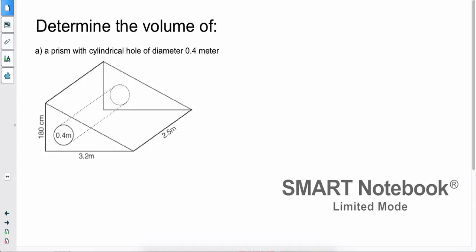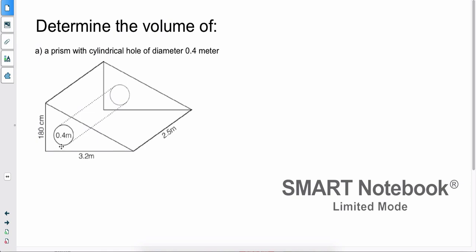Hello students, in this video we are going to look at some non-basic figures and we will try to find the volume. In the first example we have a triangular prism, however there is a cylindrical hole taken out of it. So the volume should actually be the volume of the triangular prism subtracted by the volume of the cylinder.